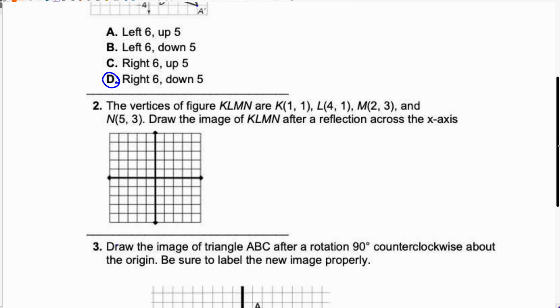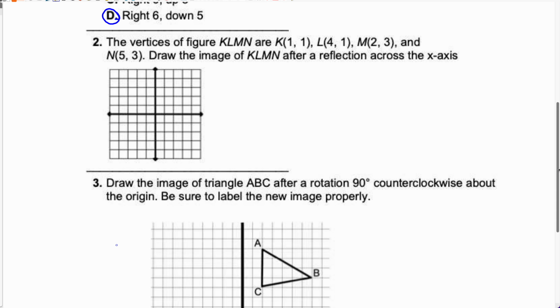All right. Let's move down here. The vertices. What is a vertex? Where two lines do what? Intersect or meet. They form a point, and that point where two lines meet is a vertex. Okay, so where two lines meet, that point right there is the vertex. And vertices is the plural of vertex.